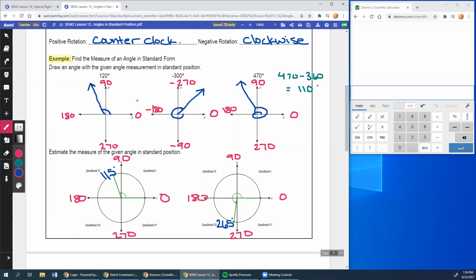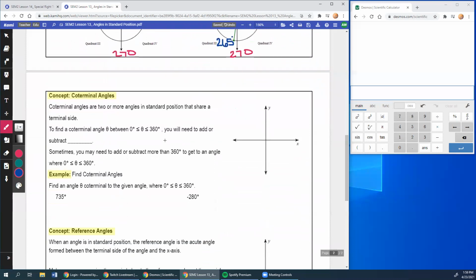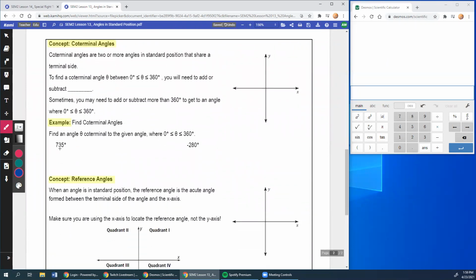So that is drawing an angle and estimating an angle. Now we're going to continue our work with a new concept called coterminal angles. Coterminal angles are two or more angles in standard position that share a terminal side. Now, I'm going to show you what I mean by this.